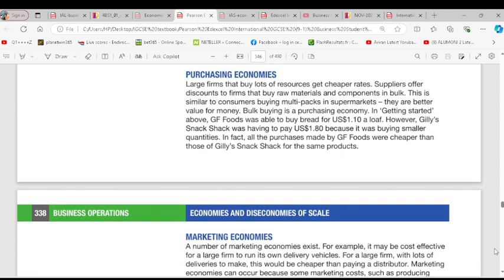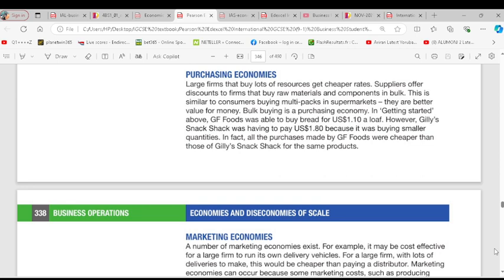When we talk about purchasing economies, it simply means a cost advantage you have because you buy in bulk. Bulk purchasing. When you buy in bulk, you are able to get a discount on the quantities you bought. The discount you get from the suppliers reduces the unit cost. So the discount reduces your cost of production, and the average cost of production would reduce because of the discount you got. That is purchasing economies of scale.